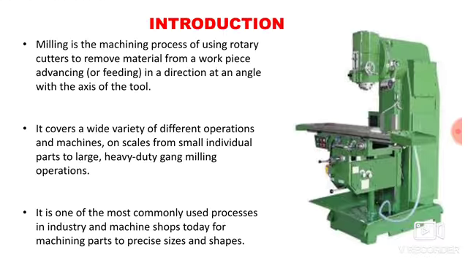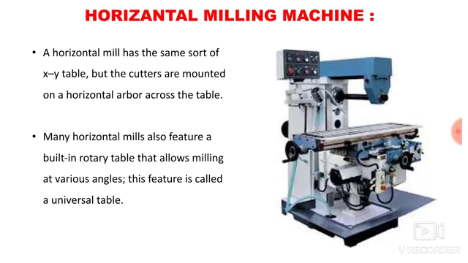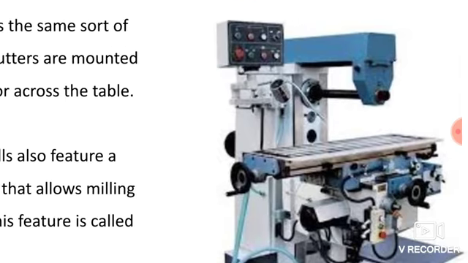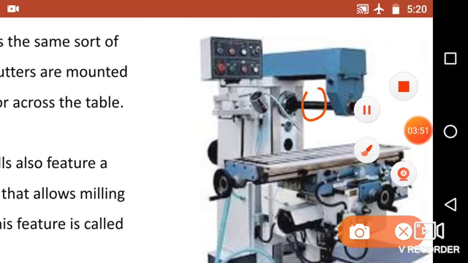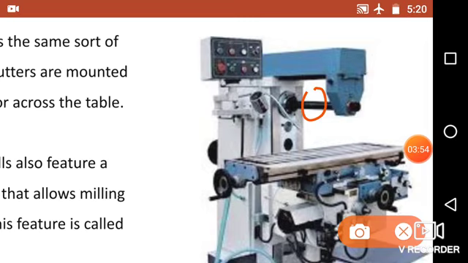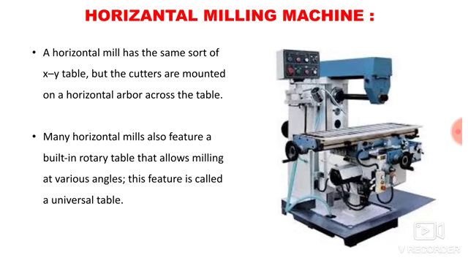Whereas in the horizontal milling machine, this portion is known as the arbor of your horizontal milling machine. Over this arbor you can attach the milling cutter, and the axis of the milling cutter is parallel to the table axis. So that is the difference. A horizontal mill has the same sort of XY table, but the cutters are mounted on a horizontal arbor across the table.